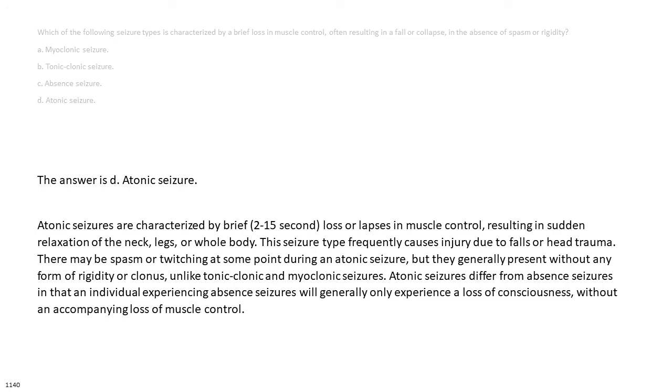There may be spasm or twitching at some point during an atonic seizure, but they generally present without any form of rigidity or clonus, unlike tonic-clonic and myoclonic seizures. Atonic seizures differ from absence seizures in that an individual experiencing absence seizures will generally only experience a loss of consciousness, without an accompanying loss of muscle control.